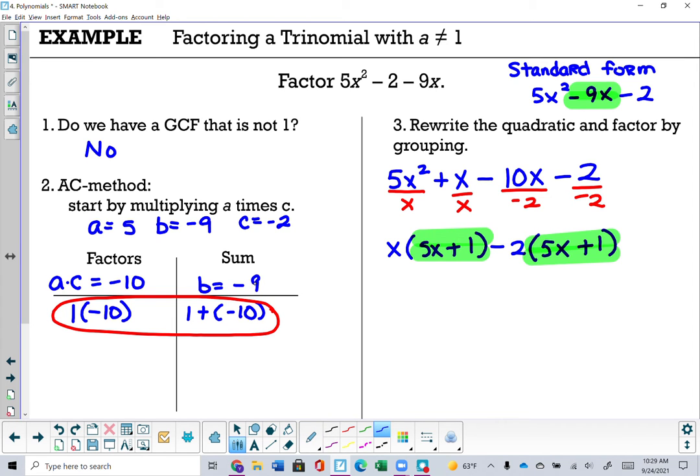All right, factor again. Factoring out the 5x plus 1. There's our first factor. So our second factor is x minus 2. Love it.